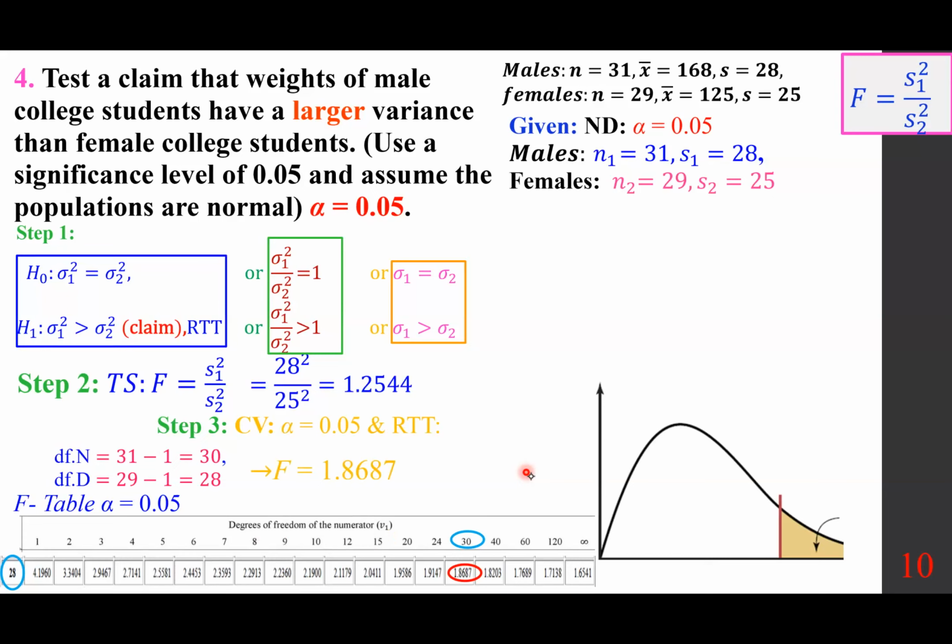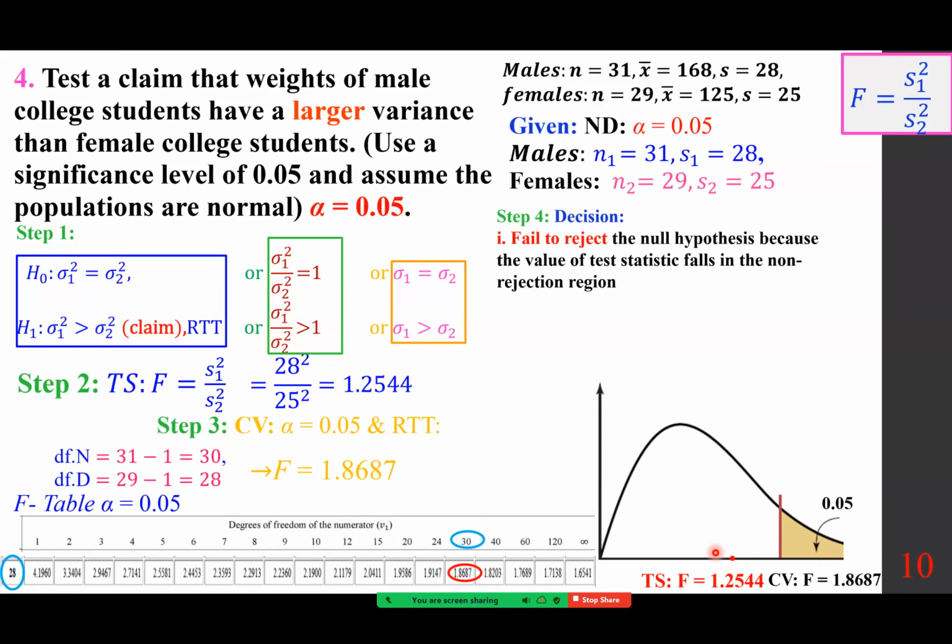So alpha is 0.05. The critical value is F equals 1.8687. The one we have calculated is 1.2544, way into the non-rejection region. Fail to reject the null hypothesis. It's way into the non-rejection region.